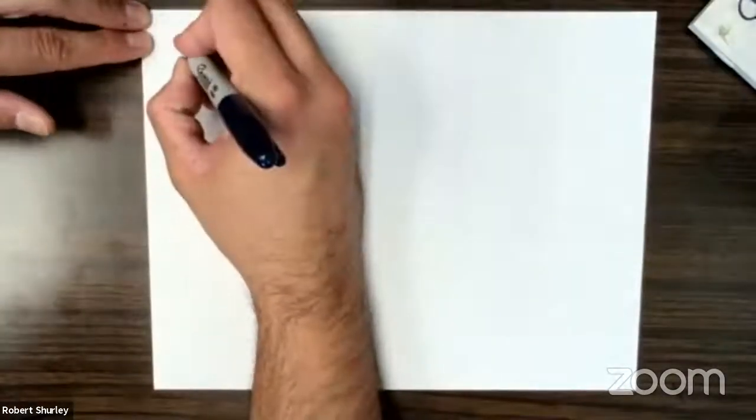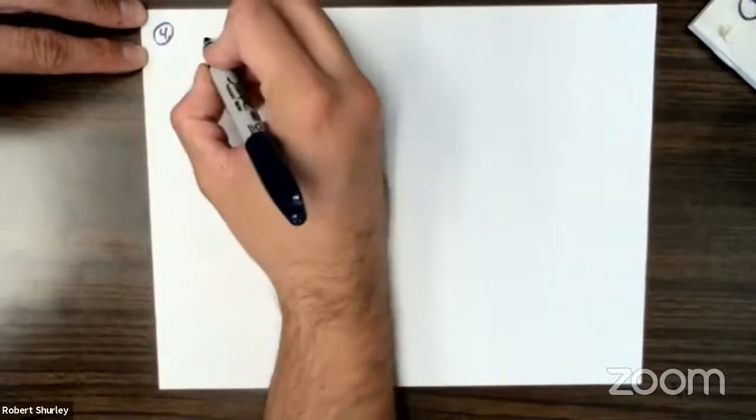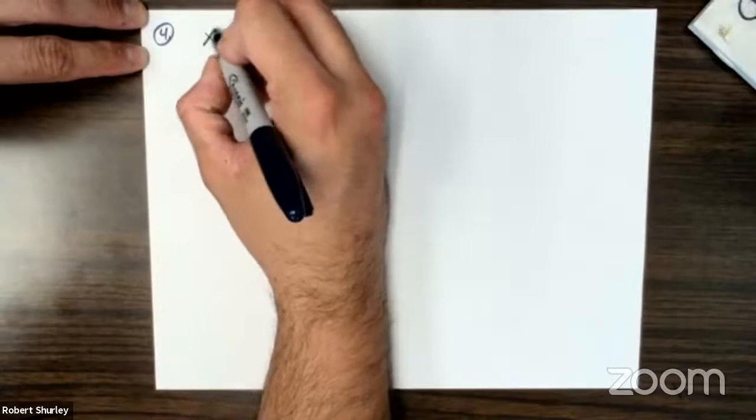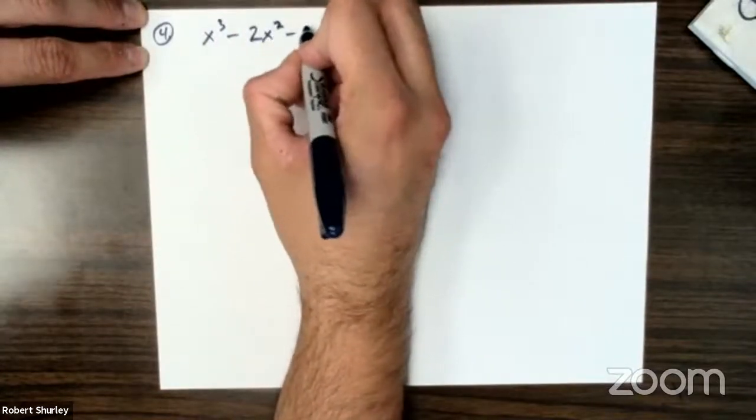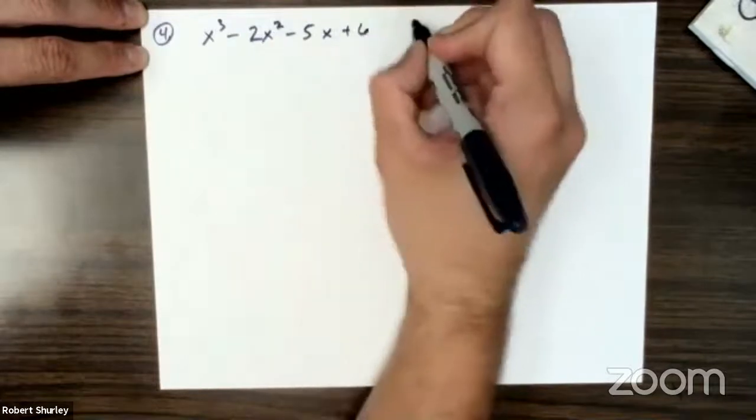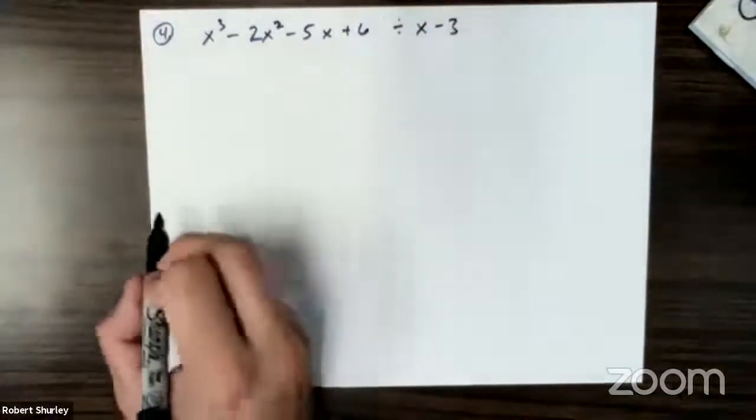But how about this? We can do number 4 that way. So I want you to do synthetic division. This is number 4. Do it synthetically, even though it says to do it long division: x cubed minus 2x squared minus 5x plus 6 divided by x minus 3. So let's do that one.